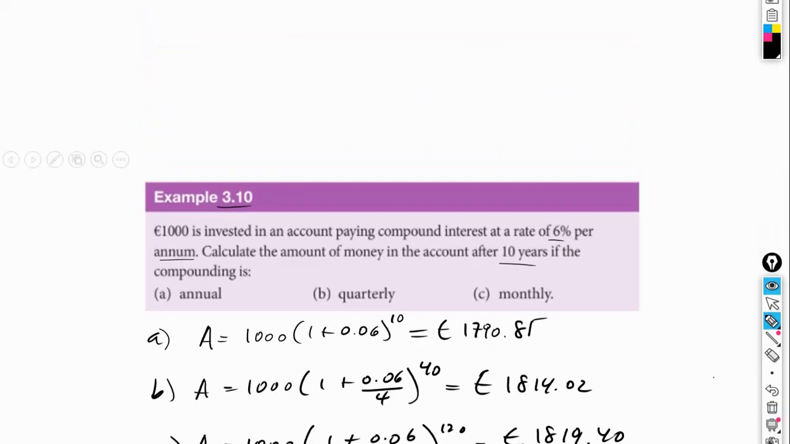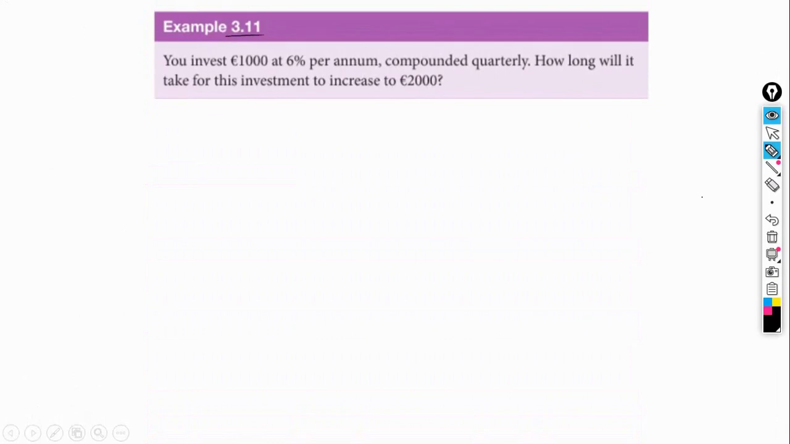euros. So next we have example 3.11, and it says you invest 1,000 euros at 6% per annum, compounded quarterly. How long will it take for this investment to increase to $2,000? So this would be then that 1,000 times 1 plus 0.06 over 4, because it's compounded quarterly, to the power of 4 times the number of years. When is this going to equal 2,000?